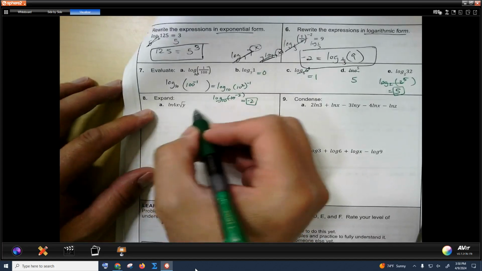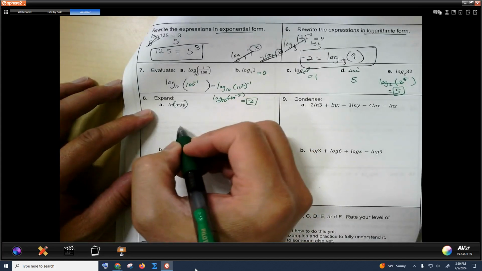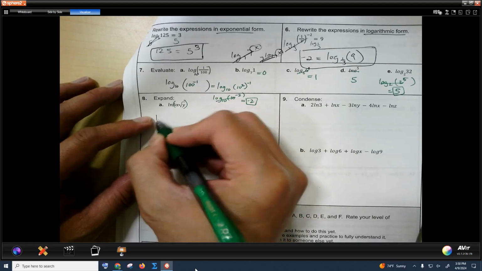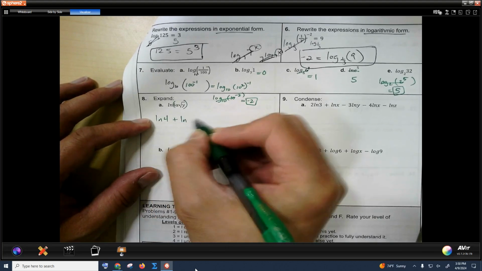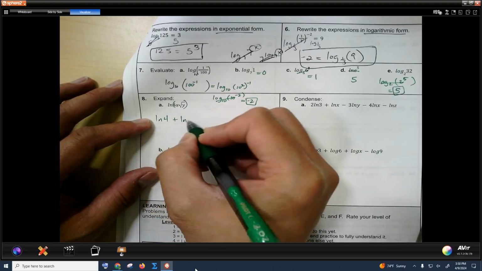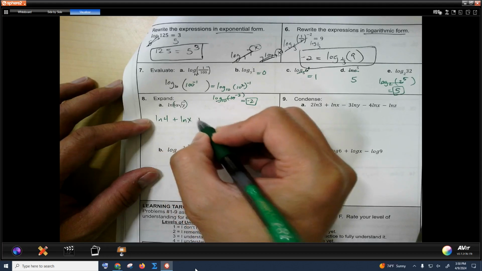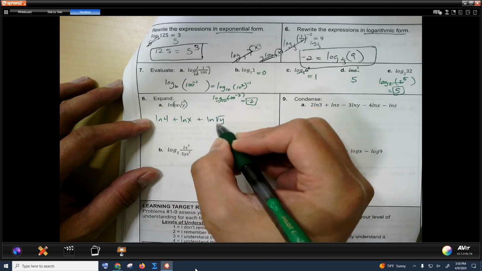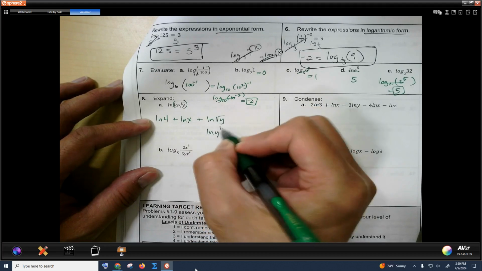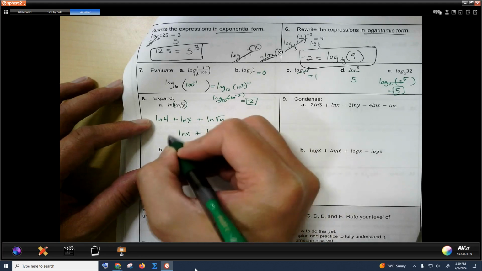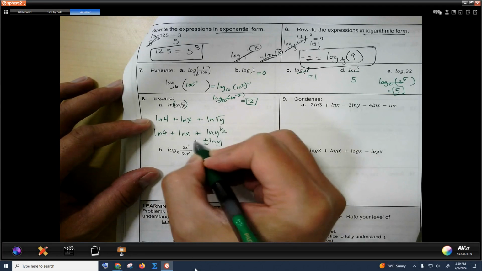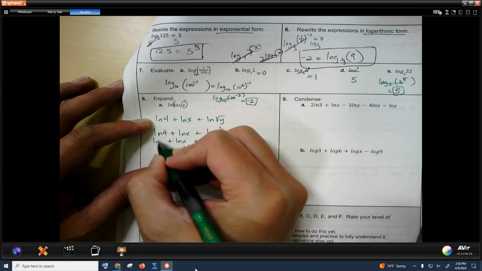Okay, we're going to break this apart. So this is all together inside the natural log. They're separated by multiplication. So the rule says to break it apart into addition, more logs, and then rewrite this as a half power, and then bring that half power to the front, and that will be your expanded answer.